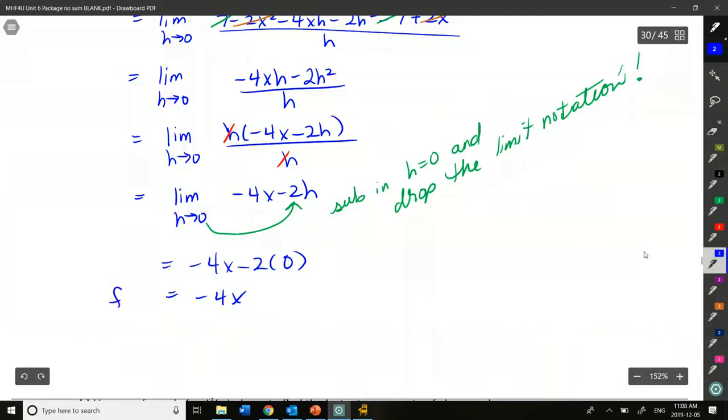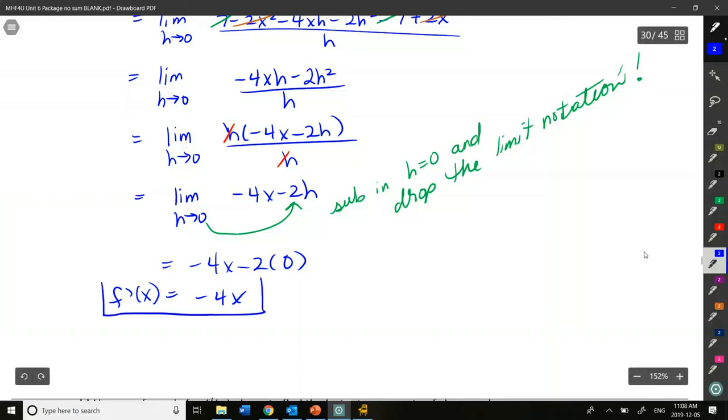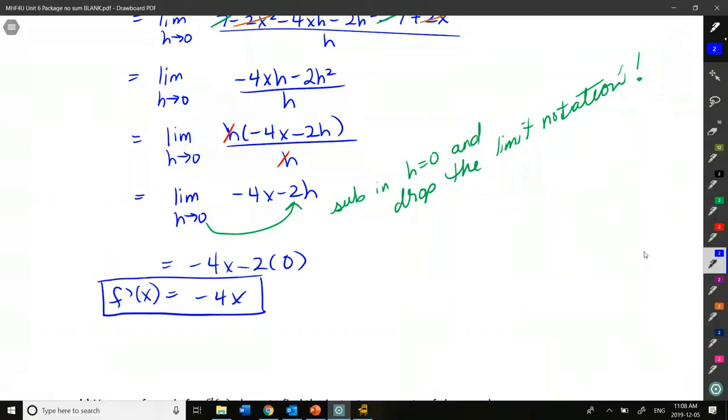Okay, so here we just found f prime at x, or the derivative of f at x, which gives me the slope of the tangent at any x value I could ever want, or instantaneous rate of change at any x value I could ever want. This is the general equation for the slope of my tangent, or instantaneous rate of change. It's negative 4x.